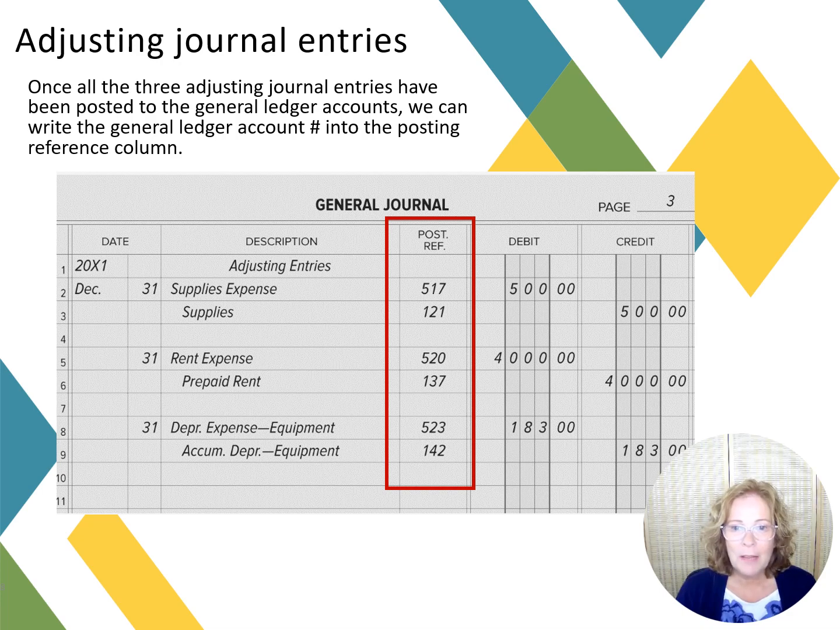That's right, we need to write the account numbers into the posting reference column of the journal entry. Where do we find the account numbers? They're listed on each general ledger account next to the description. Now we've completed all of the steps involved in preparing the adjusting journal entries and the worksheet.